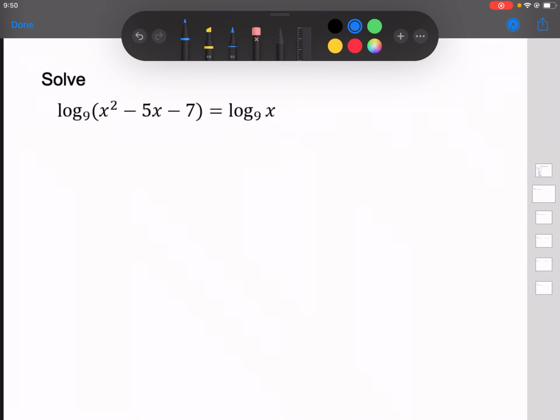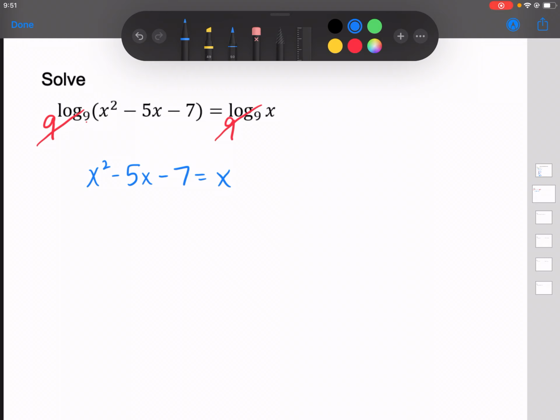So once again, as long as there's one log per side, I don't need to condense or anything. So I'm going to go ahead and just apply an inverse. So I match that base. Those cancel out. I end up with x squared minus 5x minus 7 equals x.